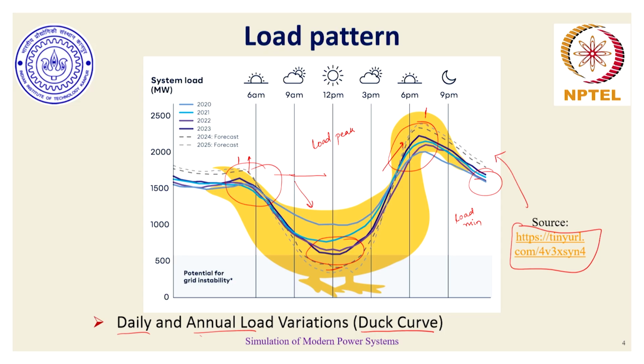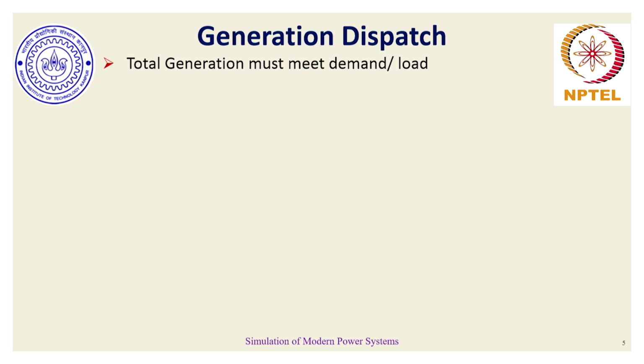So since generators are different, load also has variations, and as operators, the sanctity or truth is that total generation should always meet demand. We cannot leave a load unsatisfied. It would only create loss of load, would only create inconvenience.